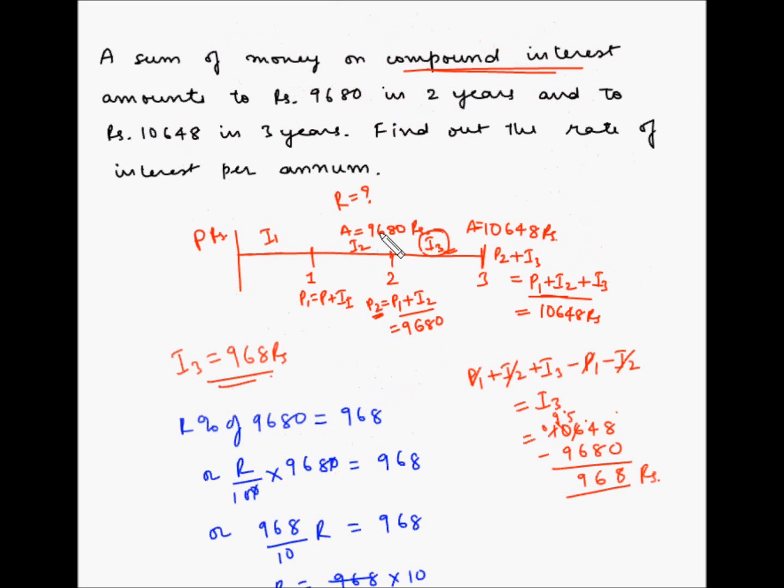Now the rate of interest for the third year we found out as 10%, and the rate of interest is going to be the same for all the 3 years. Though the interest amount is different, the percentage of interest is the same. So the rate of interest is 10% for all the 3 years. So here basically what we did is we found the interest for the third year by subtracting the amount at the end of second year from the amount at the end of third year, and then we found out what percent of 9680 is that amount, and that gave us the rate percent.